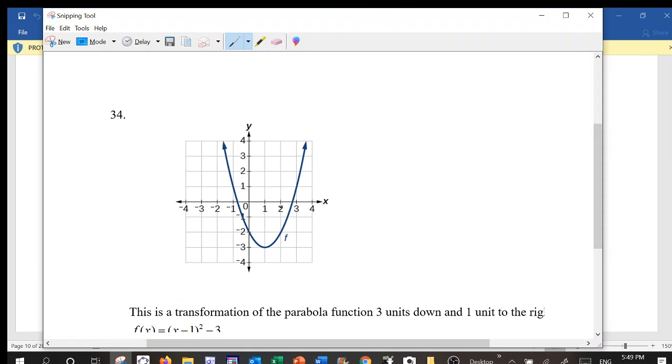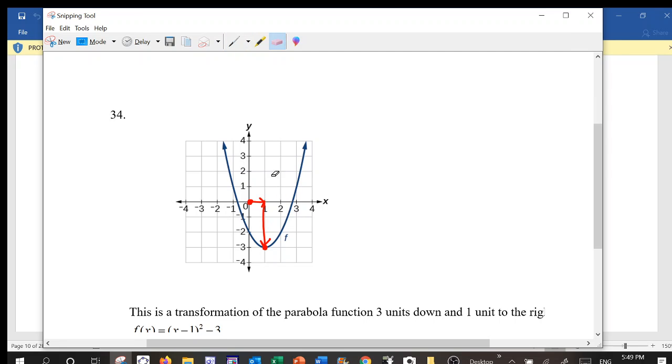We can kind of look at some points. For example, this point right here is supposed to be 0, 0. Where is it now? It is at 1 and negative 3, right? So that means 0, 0 has moved to the right 1 unit and has moved downward 3 units.